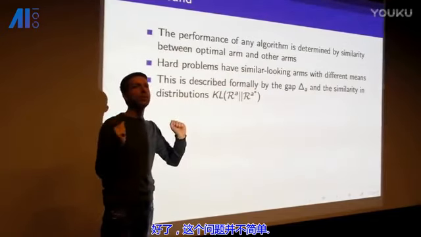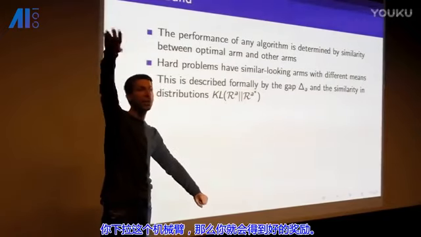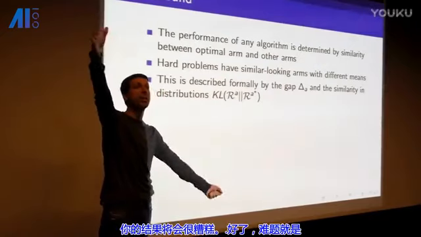So what's an easy problem? An easy problem is one where you've got one arm that's obviously good, one arm that's obviously bad. You try this once and it gives you a good answer, you try this once, it gives you a bad answer, you're done, it's easy.